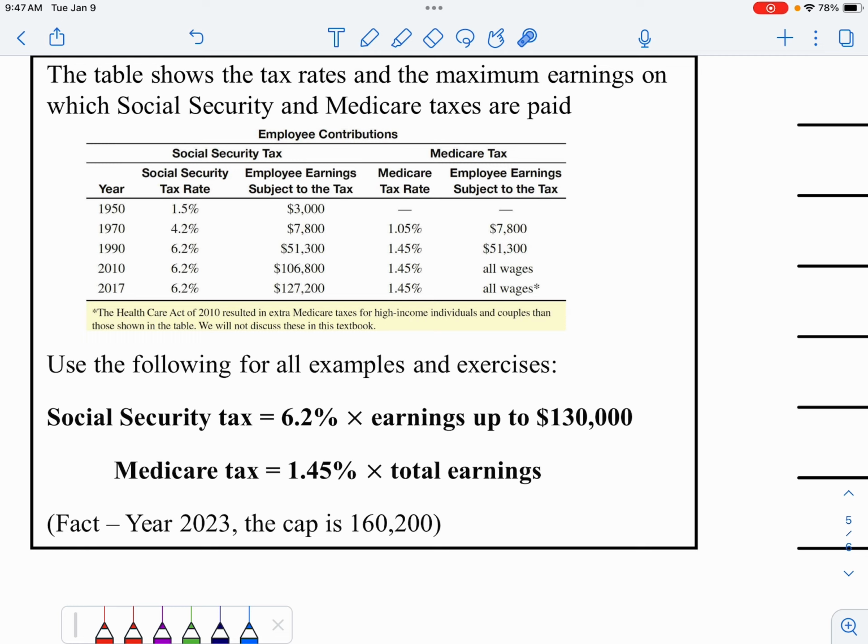For our book and for your homework, we are going to use the following for all examples and exercises. The Social Security tax will be 6.2% times your earnings; the first 130,000 will be subject to 6.2%, and the amount above this will not be taxed. Medicare will be 1.45% times your total earnings. There's no ceiling there.